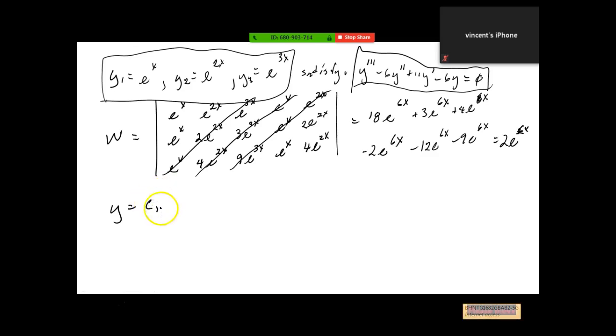So C1 e to the x plus C2 e to the 2x plus C3 e to the 3x. That has to be your general solution for that third order homogeneous linear differential equation. Homogeneous because that is equal to 0. That's what makes it homogeneous. Okay.